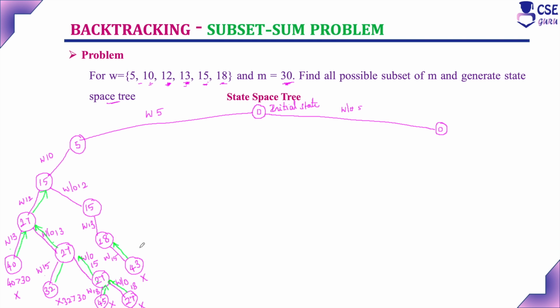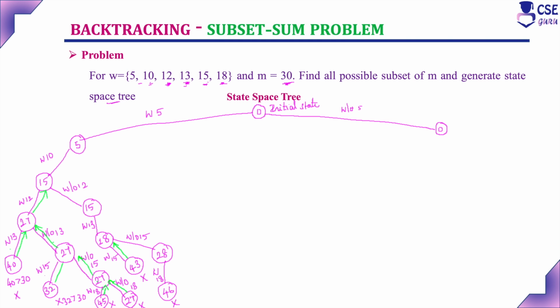So with 15 we have considered. Without 15 we need to consider. Value is 28 only. And then next one more element is there. With 18, 46. And this sum is greater than the required sum, 46. So this is a dead end.